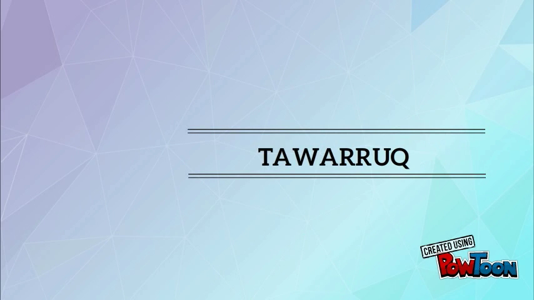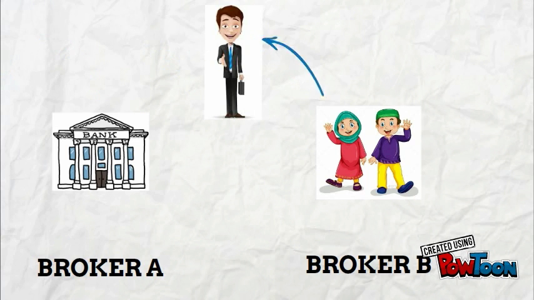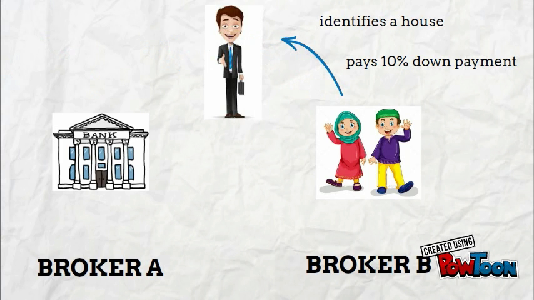Tawarruk. Firstly, under this contract, the customer identifies a house from the developer or house owner and pays a 10% down payment.